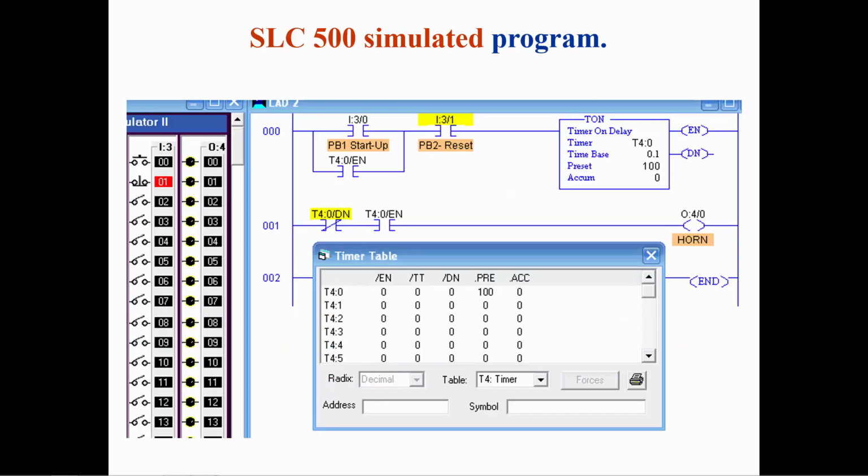Also notice in this simulation that the first two instructions on rung 1 could have been replaced by an examine if closed instruction addressed to the timer timing bit of the timer on delay.